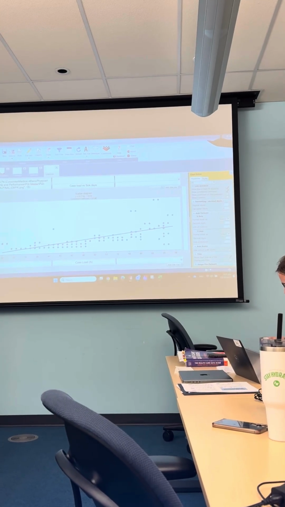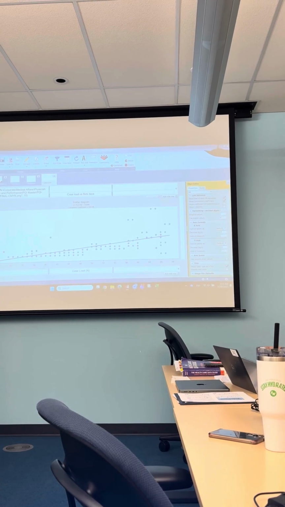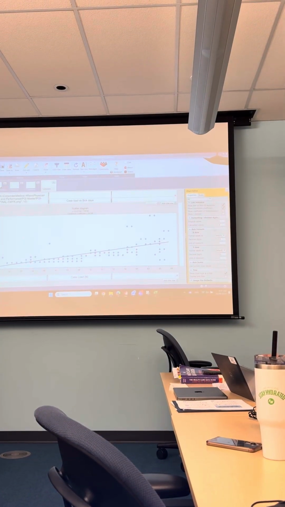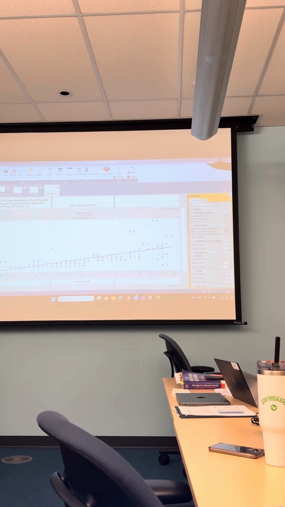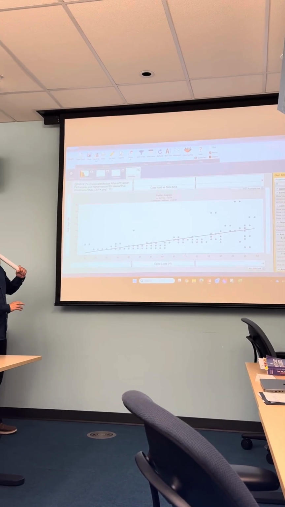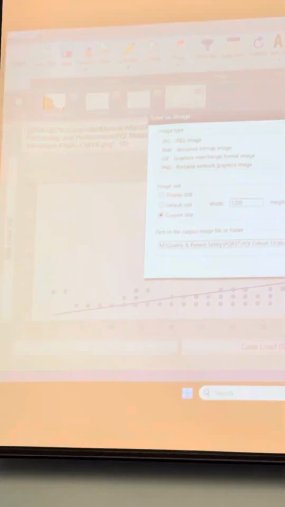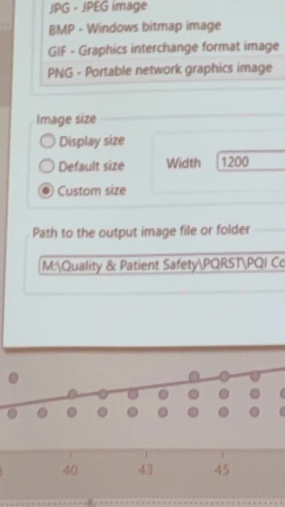Okay, and there is a way that we can make it look like a square on the software. I think it's in how we print it. When you save it as a picture, you will always see it as a rectangle by default. Display size default or custom. So choose custom, make sure the width and height are the same.